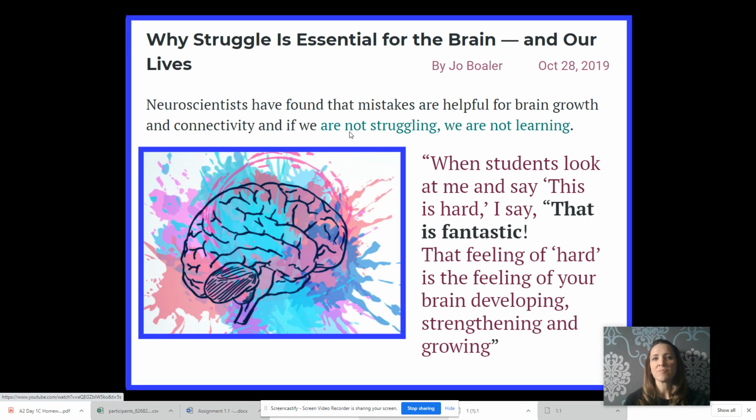If you're watching your student breathe through a math assignment and they're not struggling at all, it's either because they already know it or they're not learning anything. And so we want to resist the urge to run in and rescue them. According to Jo Boaler, who released an article last year called Why Struggle is Essential for the Brain and Our Lives, she says, when students look at me and say, this is hard, I say, that is fantastic. So encouraging students to understand the link or relationship between struggle when things are difficult and growth.